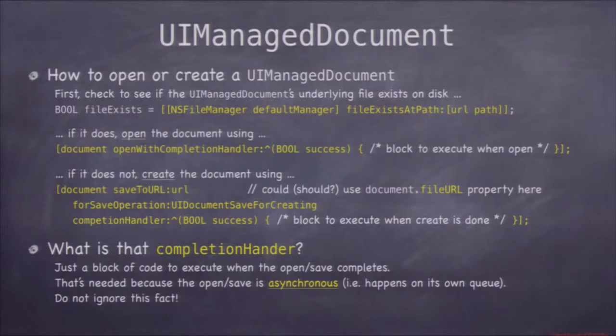This is a UIKit object. You have to call these methods on the main thread, the main queue. So that completion handler will get called back on the main queue when it's done. No matter how long it takes, it'll get called later when it's done. And then in that block, you just start doing what you want to do.